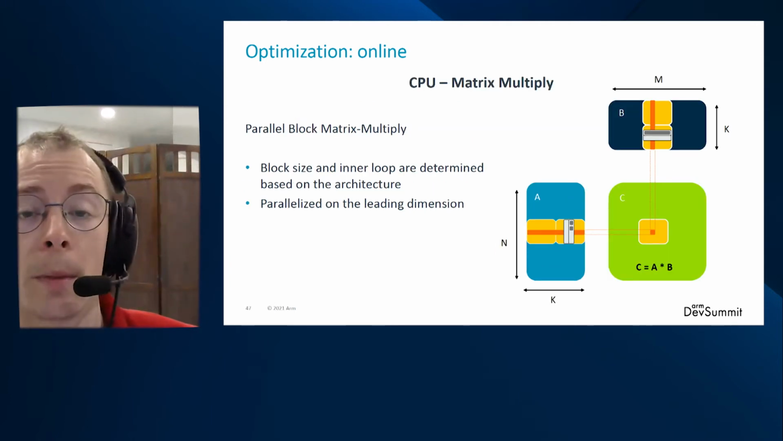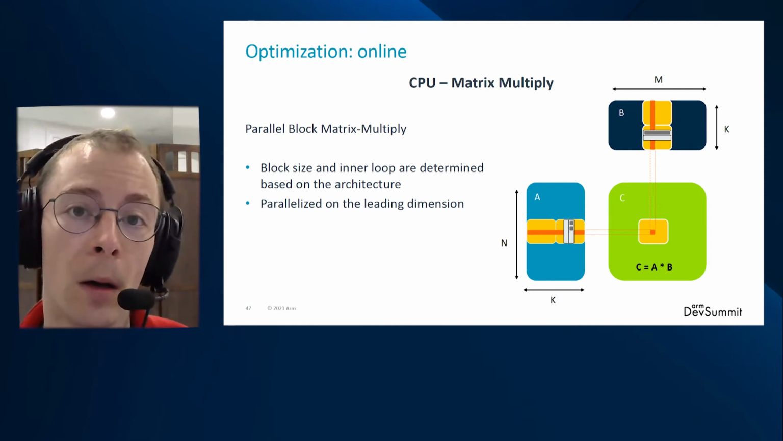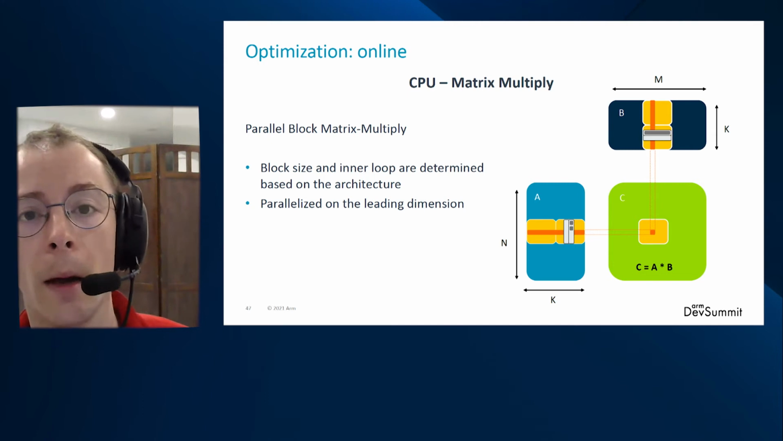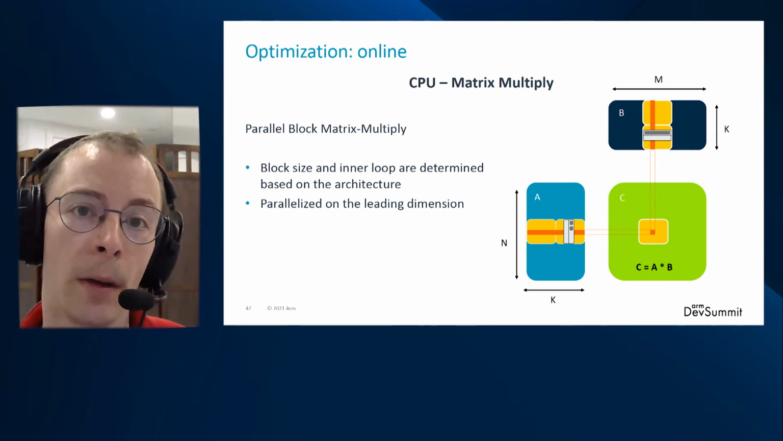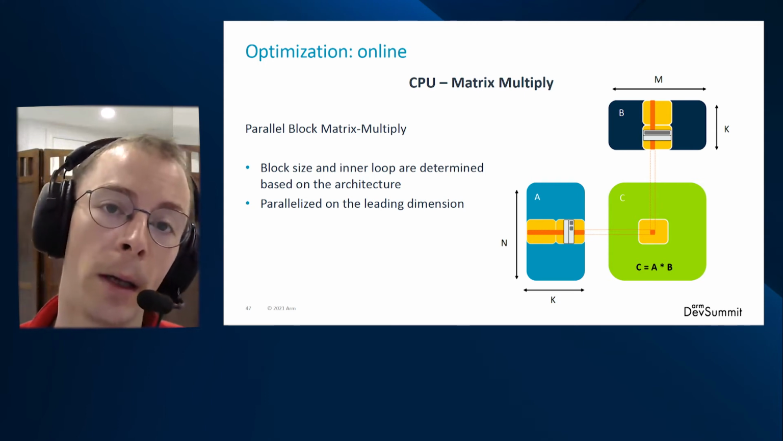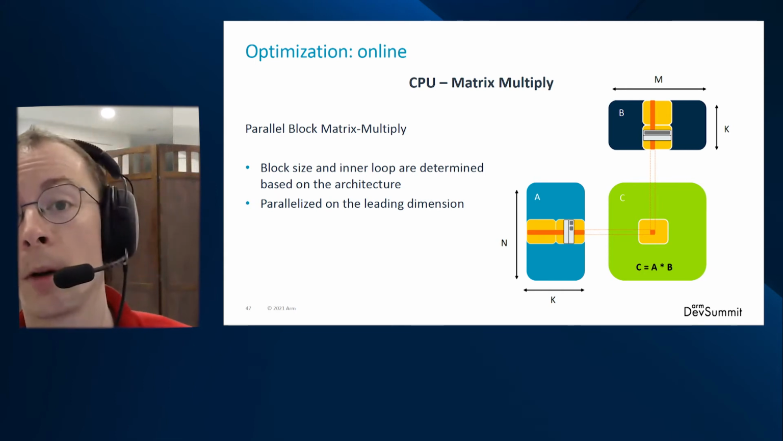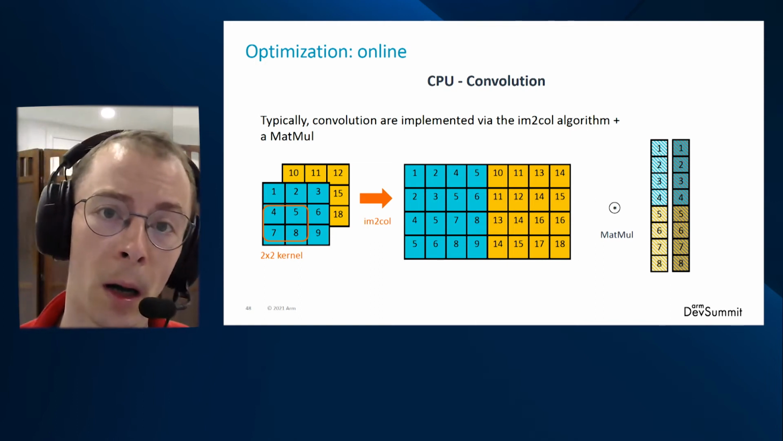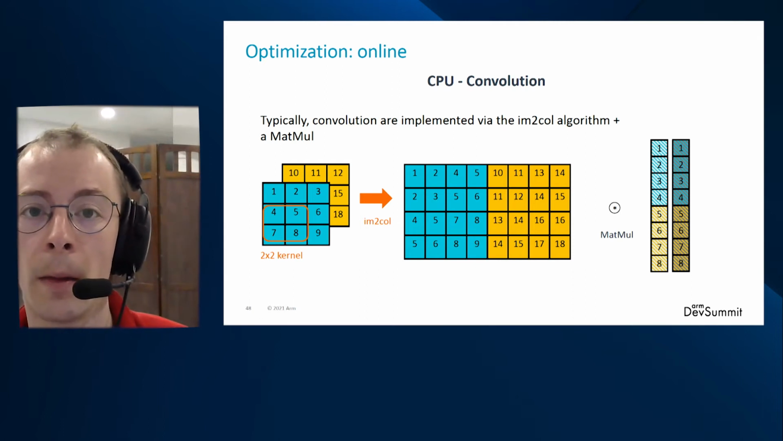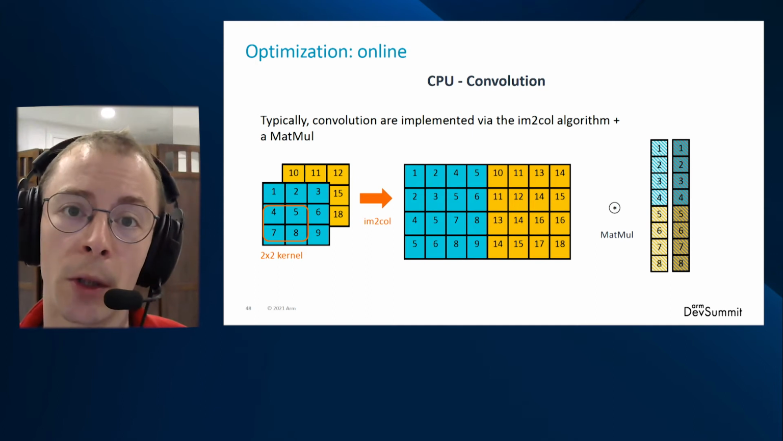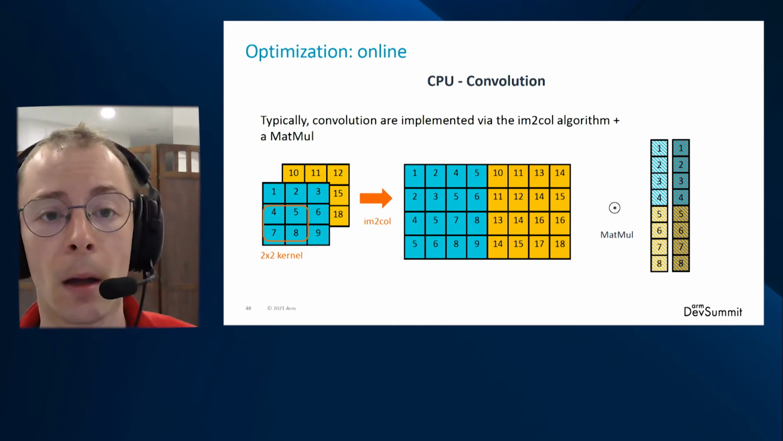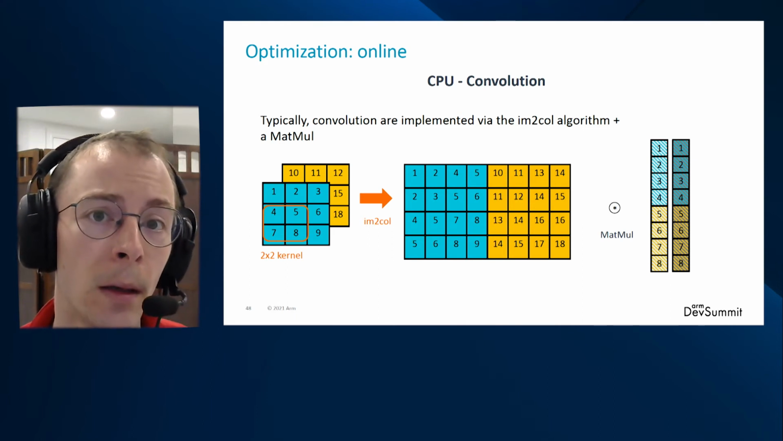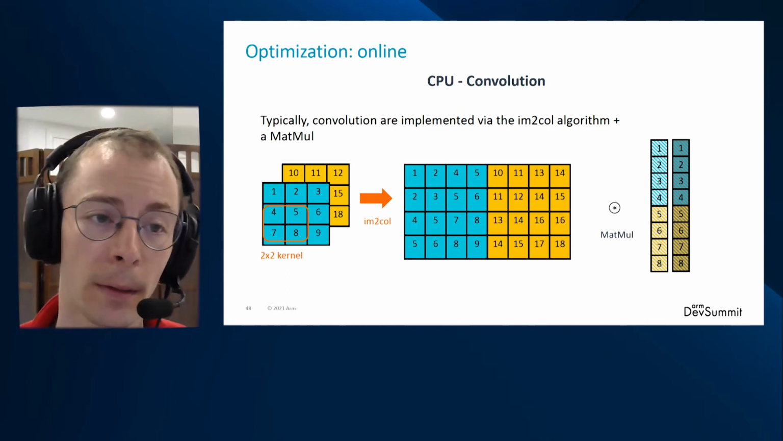For CPU matrix multiply, this one is a pretty well-known problem. In our case, we follow pretty closely the work of Goto and BLIS, whereby we implement a parallel blocked matrix multiply. A few key takeaways here are that we do parallelize on the leading dimension of the output matrix, and the block size and inner loop size are all determined based on the architecture the user is targeting. For convolution, typically one would implement them via the im2col algorithm followed by a matrix multiplication. This is pretty efficient because you can leverage the very fast matrix multiplication you've just coded in the last slide.